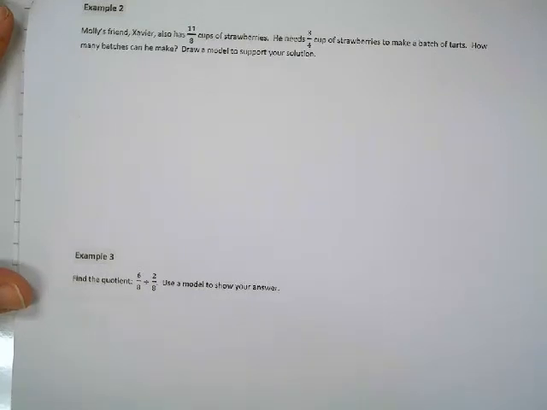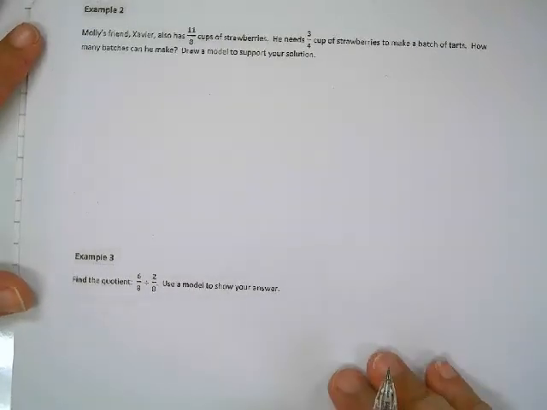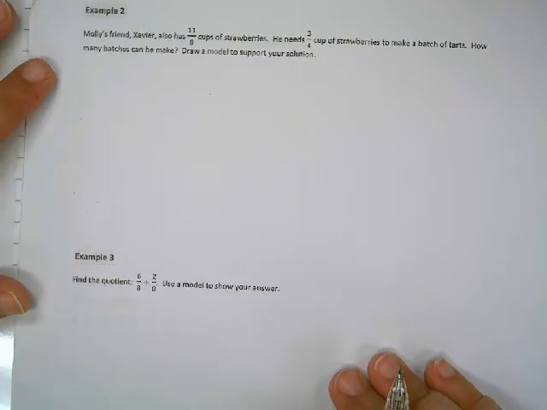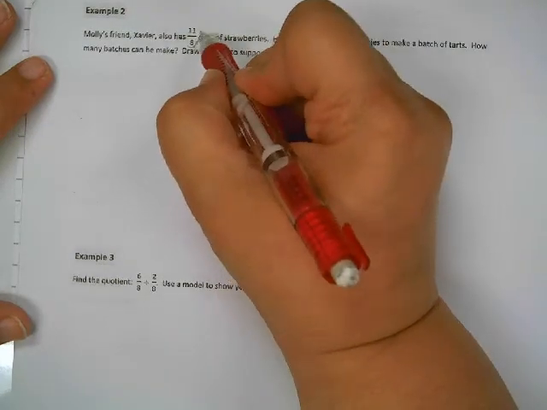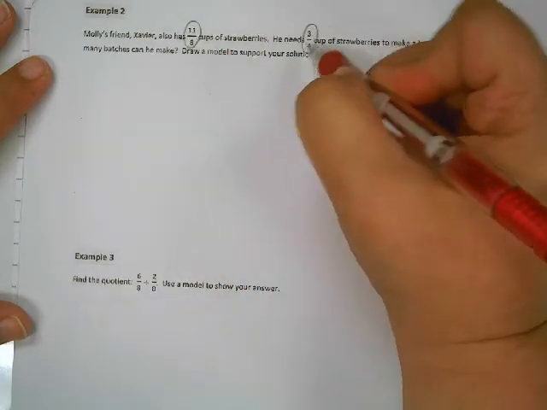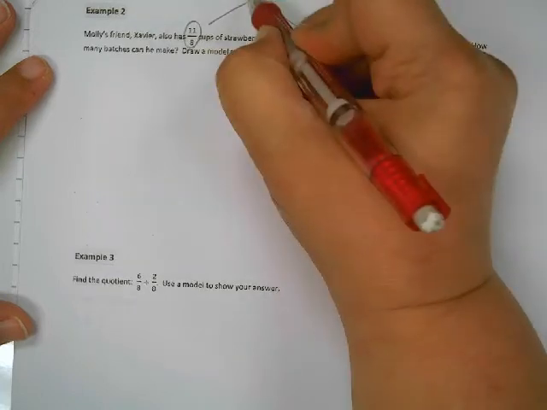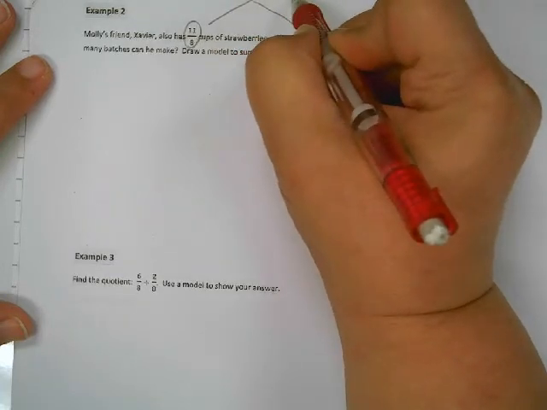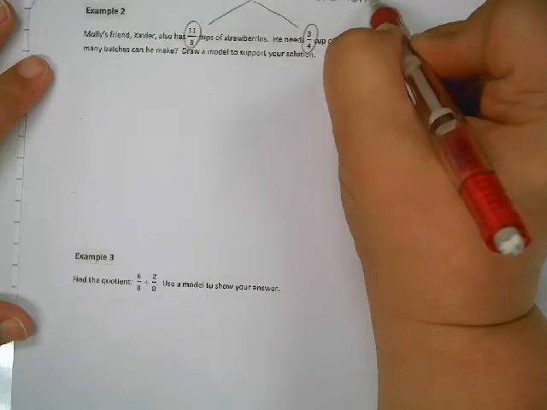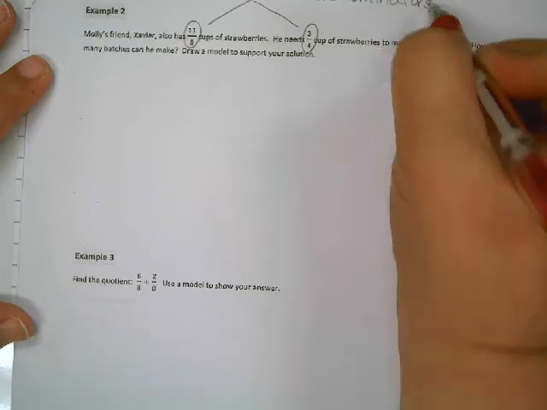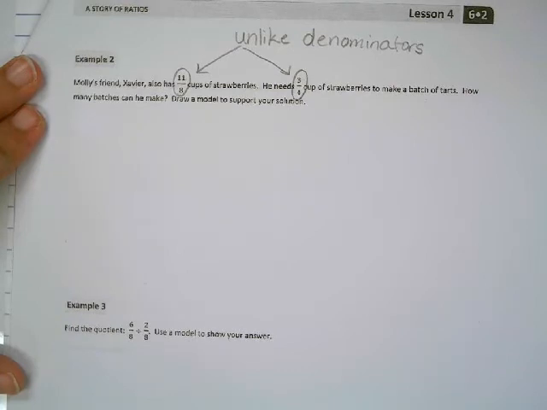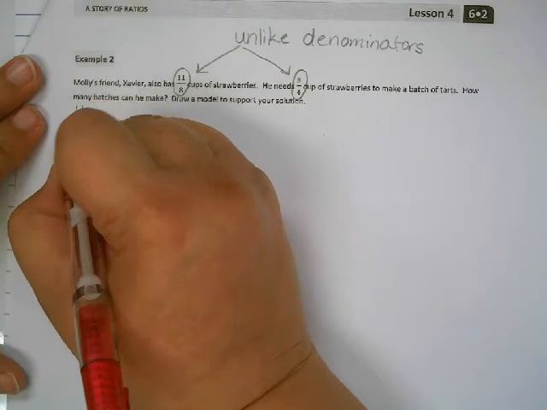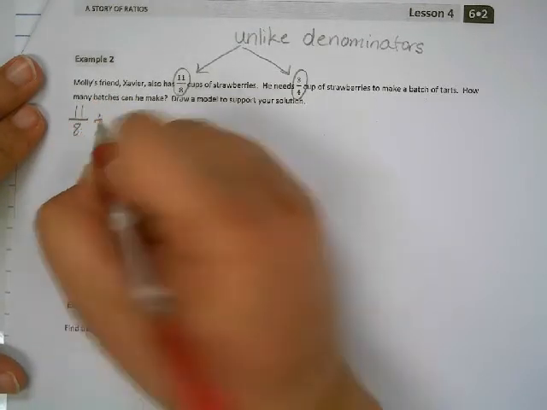Molly's friend Xavier also has 11/8 cup of strawberries. He needs 3/4 cup of strawberries to make a batch of tarts. How many batches can he make? So I'm going to be dividing my 11/8 by 3/4, and these two fractions have unlike denominators. So the first thing I have to do, if you remember, was I was going to get them to have common denominators. So my original equation would look like this.